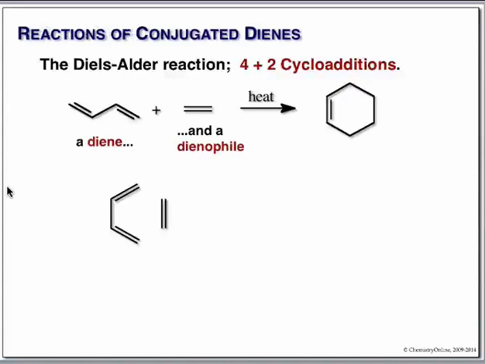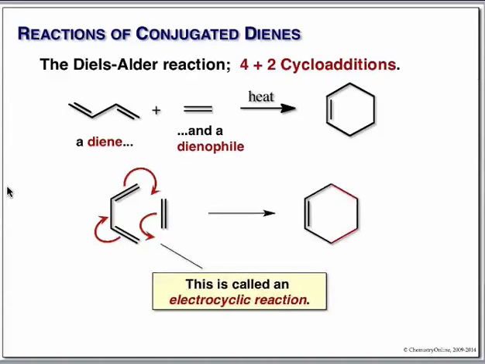The way this thing works, it's a concerted cycloaddition. We make all of our bonds at the same time, something like this. And these guys shown in red here are the bonds that we made in this reaction. This is also called an electrocyclic reaction. Again, it is concerted and no intermediate. We go directly to the product. Any question?